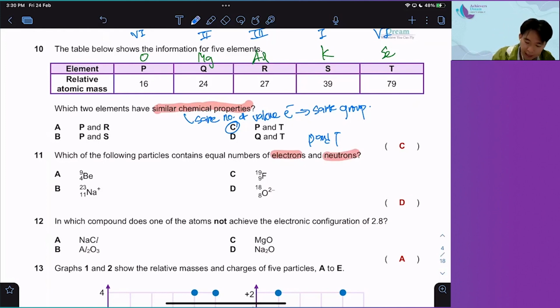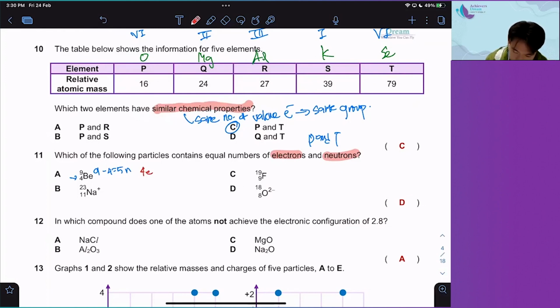Okay, so first, A, beryllium. So 9 is the atomic mass. Okay, so it shows you that there are 4 protons here. So number of neutrons is actually 9 minus 4, it gives us 5 neutrons. Okay, and since the particle is an atom, there's no charge, it will have the same number of protons and electrons. Okay, so you will have 4 electrons. Okay, so 5 neutrons, 4 electrons.